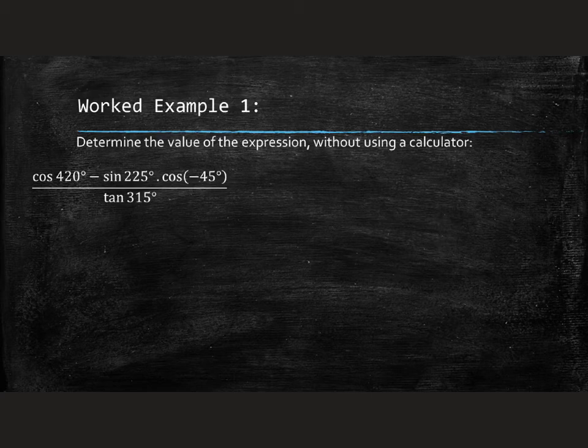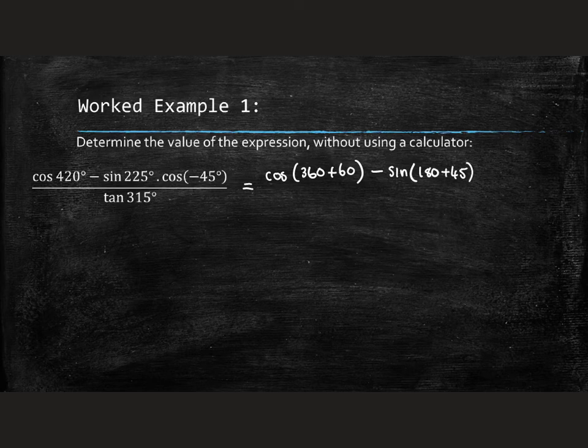Okay, so let's see what you would have done. 420, 225, 45, and 315. Can we rewrite those numbers to be a 30, a 45, or a 60? I think we can. So let's take the cos of 420 first. Cos of 420 would be the same as cos of 360 plus 60. Sine of 225 would be sine of 180 plus 45.